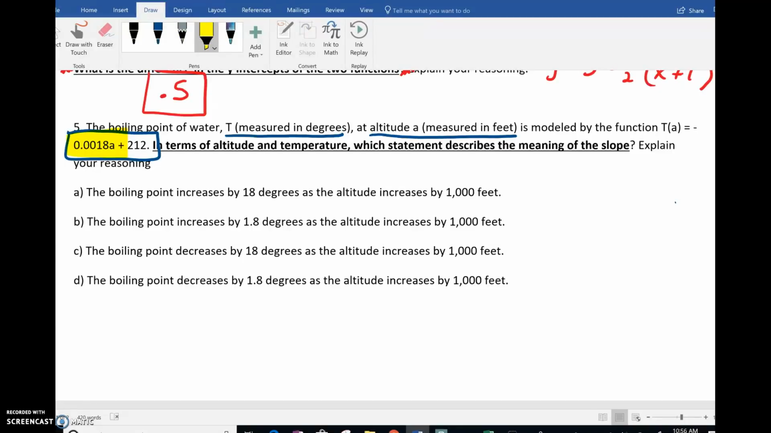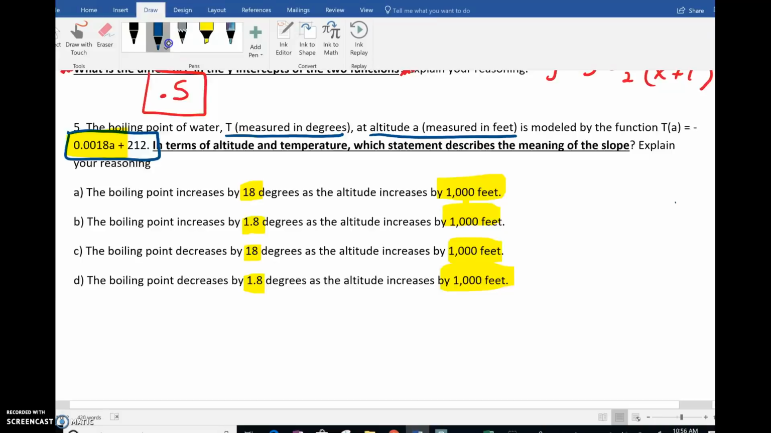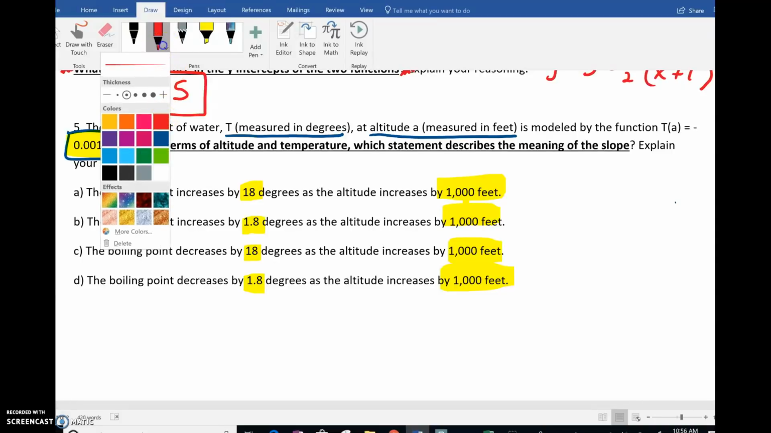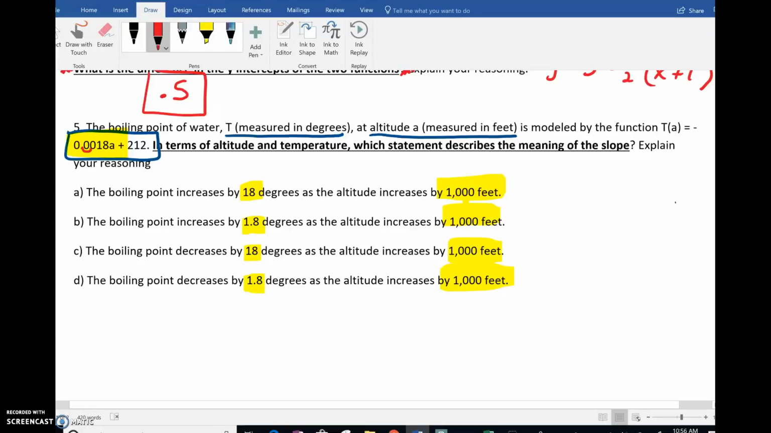And it's measured in feet. And it's talking about boiling point. Ah, and look what they did. This is 0.0018. And then look at our answers. They're just normal 18, 1.8. But instead of being feet, they're in 1,000 feet. So we need to move the decimal 3 places in order to understand what they're trying to do here. Because if they're talking 1,000 feet, then we need to go 1, 2, 3. So we'd actually have 1.8 would be our slope.